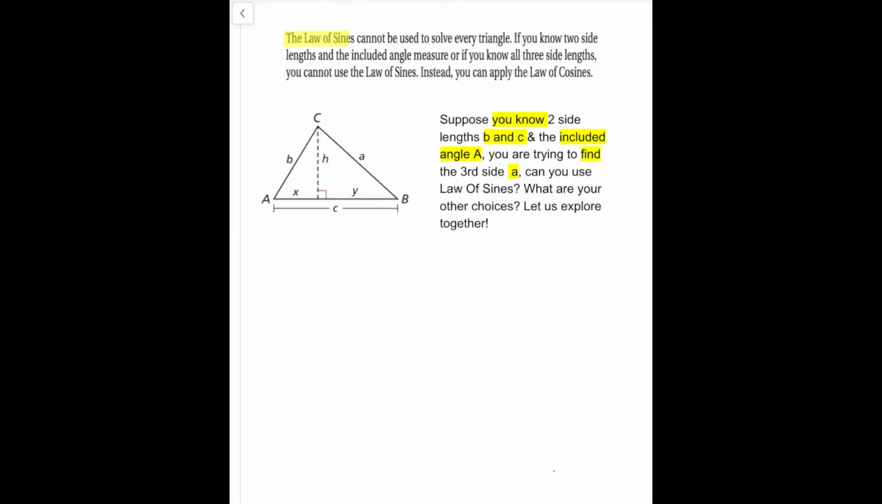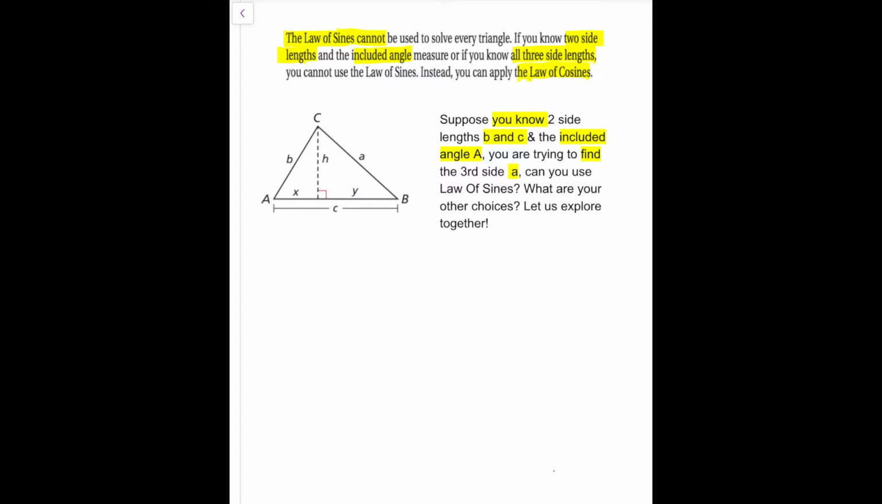Law of sines cannot be used to solve every triangle. If you know two side lengths and the included angle measure, or if you know all three side lengths, you cannot use the law of sines. Instead, you can apply the law of cosines.